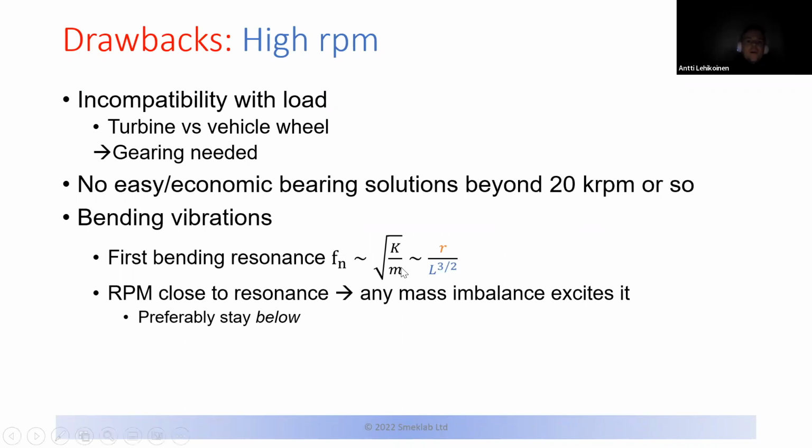And I have here the formula for the frequency of the bending resonance. So you see you have the radius or diameter of the rotor and then the length of the machine. So if you increase the length, you pretty much decrease quite significantly the first bending frequency, meaning it's easier to excite that accidentally. Or if you increase the RPM of the machine, you obviously get closer to the bending frequency that is staying fixed.